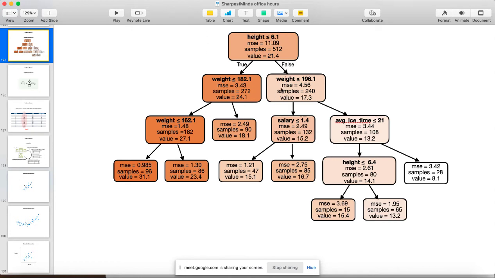Let's say we have a new sample. This is a data set of hockey players, and we're trying to predict, based on these players' heights and weights, the average time their coaches put them on the ice during a game, their salaries and so on, how many goals they're going to score in a season. So imagine taking a new player and putting them at the top of the decision tree. At first we ask the question, is this player's height less than 6.1 feet? If the answer is true, they go into this bucket here. Hopefully you can see my mouse. So if the player is shorter than 6.1 feet, they end up here. Then it asks, is your weight less than 182 pounds? They end up here.